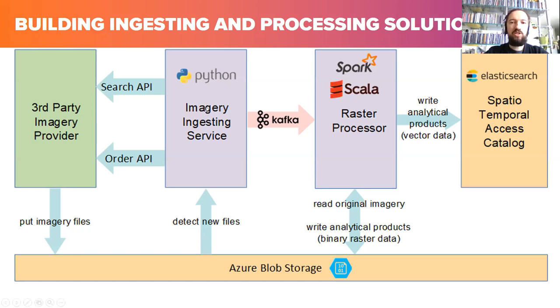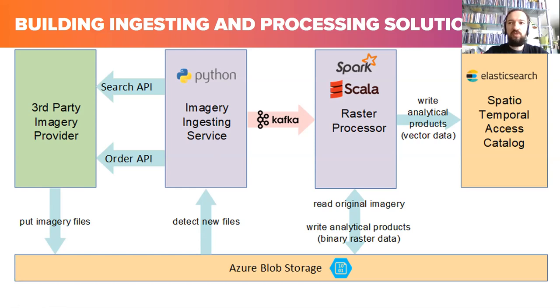That's done by our imagery ingesting service that is responsible for searching, filtering metadata, and ordering the right imagery. When ordered imagery is ready, the imagery provider uploads it to our Azure Blob storage using a callback. That usually takes from 5 to 20 minutes, depending on the load on the imagery provider site. When the imagery ingesting service detects a new file on Azure Blob storage, it notifies the raster processor that the new image needs to be processed.